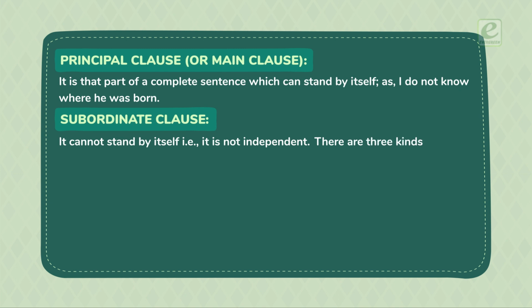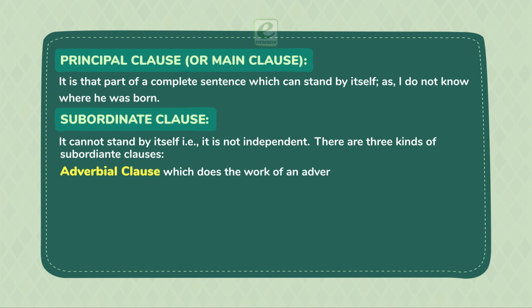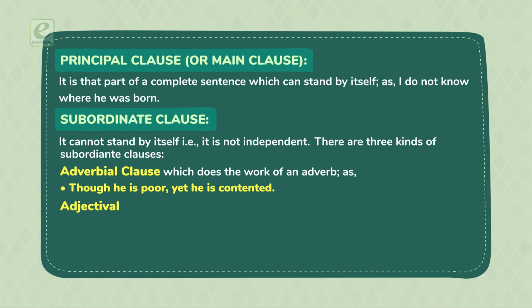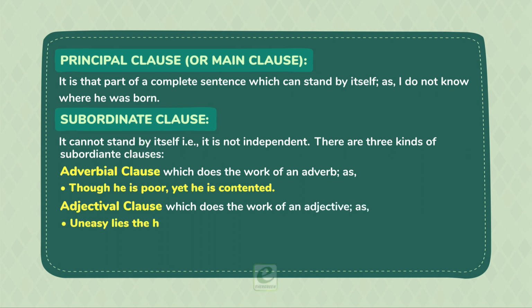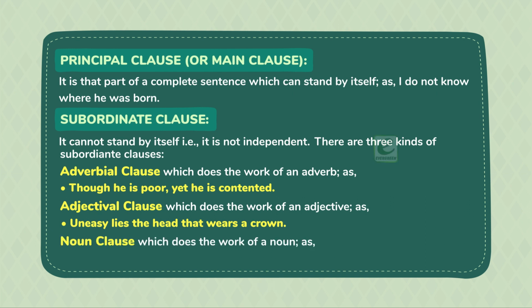There are three kinds of subordinate clauses. Adverbial clause, which does the work of an adverb, as though he is poor, yet he is contented. Adjectival clause, which does the work of an adjective, as uneasy lies the head that wears a crown. Noun clause, which does the work of a noun, as nobody expected that he would fail.